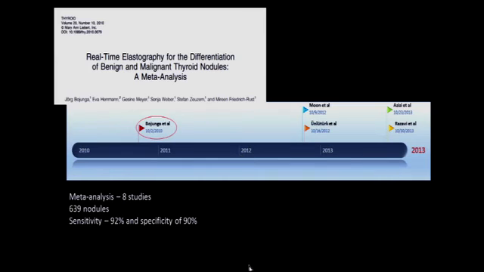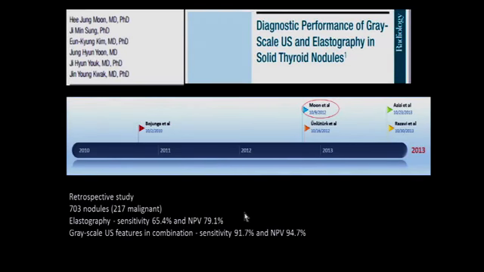This is a timeline showing some meta-analyses that have been done. This particular one done by Buchanga shows 639 nodules evaluated with strain elastography and sensitivity of 92% and specificity of 90%. In 2012, then Moon did a retrospective study of 703 nodules with elastography sensitivity of 65%, negative predictive value of 79%. But when they added the grayscale ultrasound features, the sensitivity increased and negative predictive value increased as well.